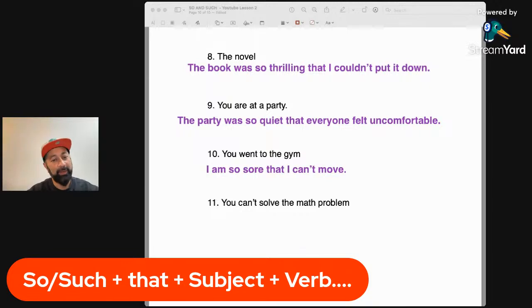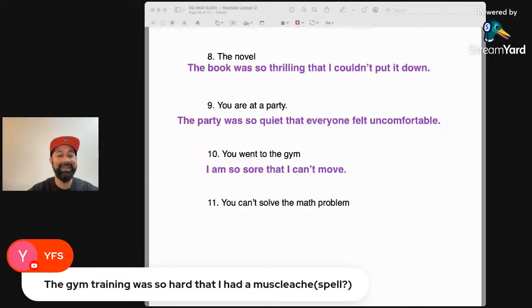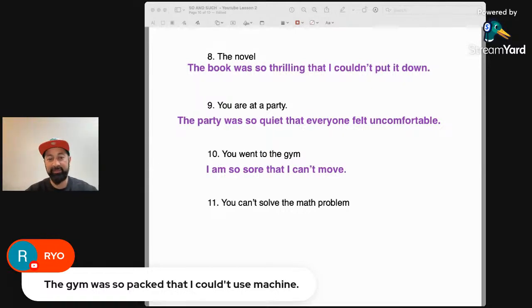All right, so you went to the gym. I'm so sore that I can't move. So the gym training was so hard that I am so sore, maybe. Joe has an answer. The gym was so packed that I couldn't use the machines. Probably here, machine should be plural, because there's probably more than one machine. Or if it's just one machine, then you would say the gym was so packed that I couldn't use the chest press machine, or the shoulder machine, or the leg machine. Then we have to be specific, but maybe just put an S. The gym was so packed that I couldn't use the machines. That means all of the machines.